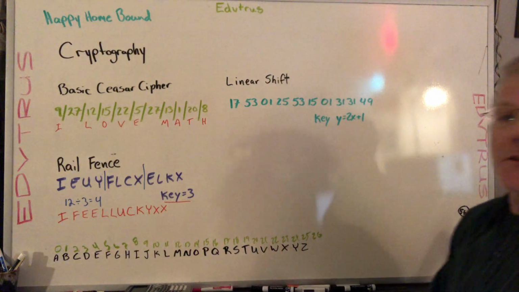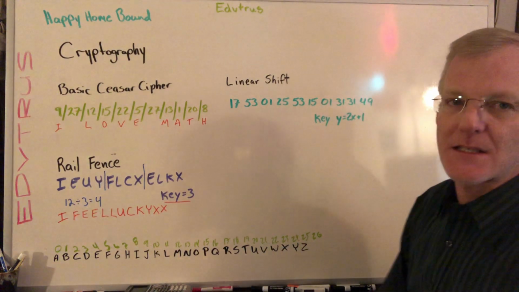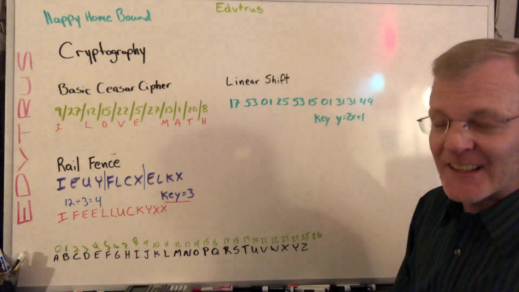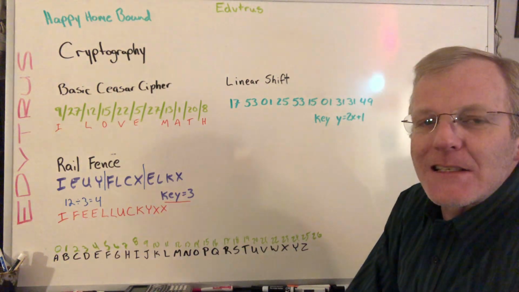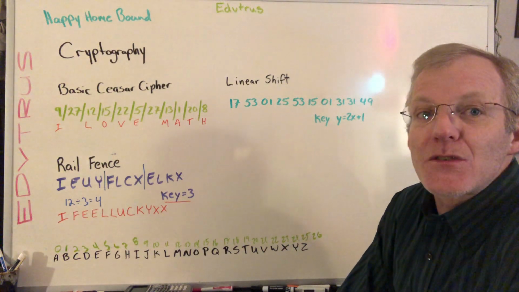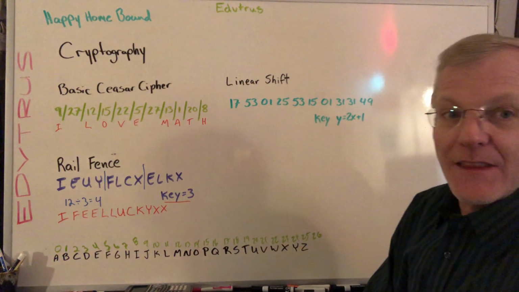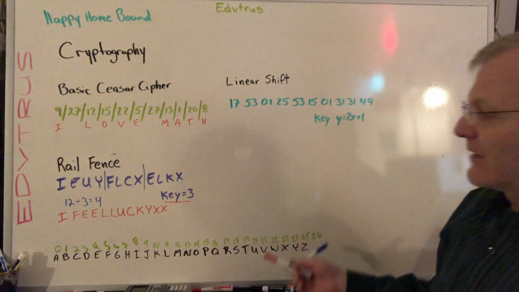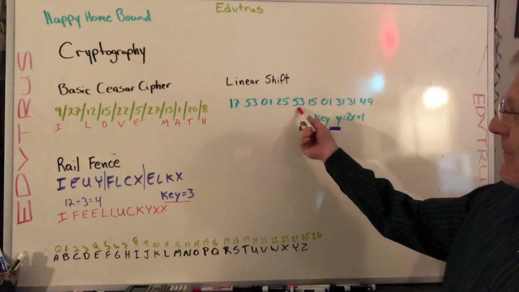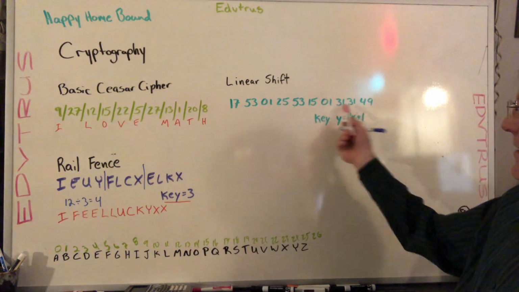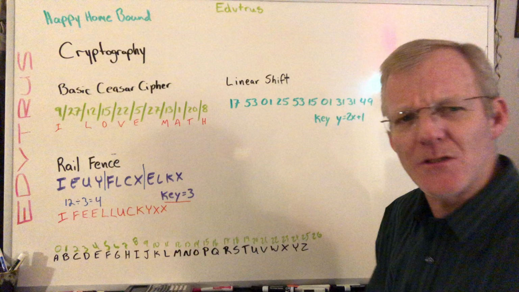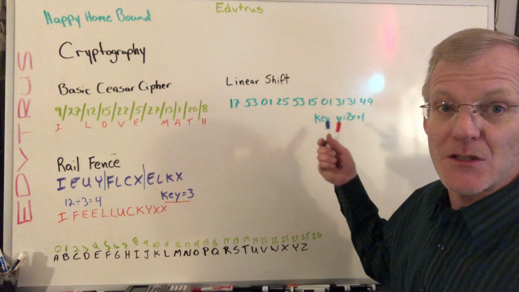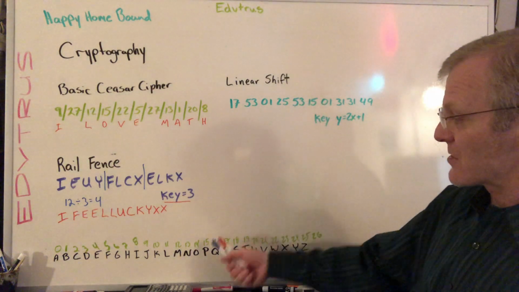Well, in linear shift, I've given you a key, but the key is a formula this time. And this time it says y equals 2x plus 1. Now, what's really going on is that key is what they use to figure out these numbers. They've shifted the numbers. No longer is A the 0, and no longer is Z the 25. Notice 53. That's the largest number we have in here, 53, and there's only 26 numbers in the alphabet. So something's got to be going on, and that's exactly it. We're using this formula to get these numbers from here.